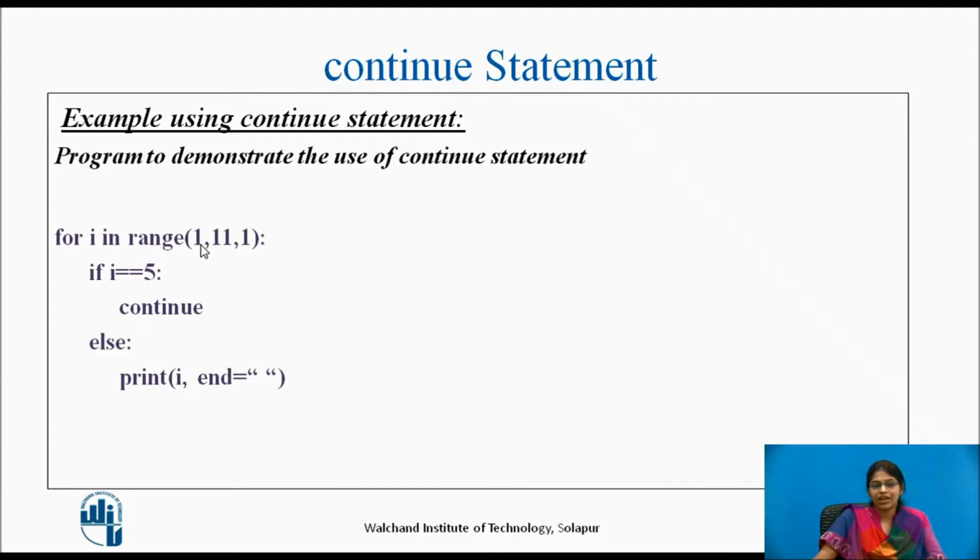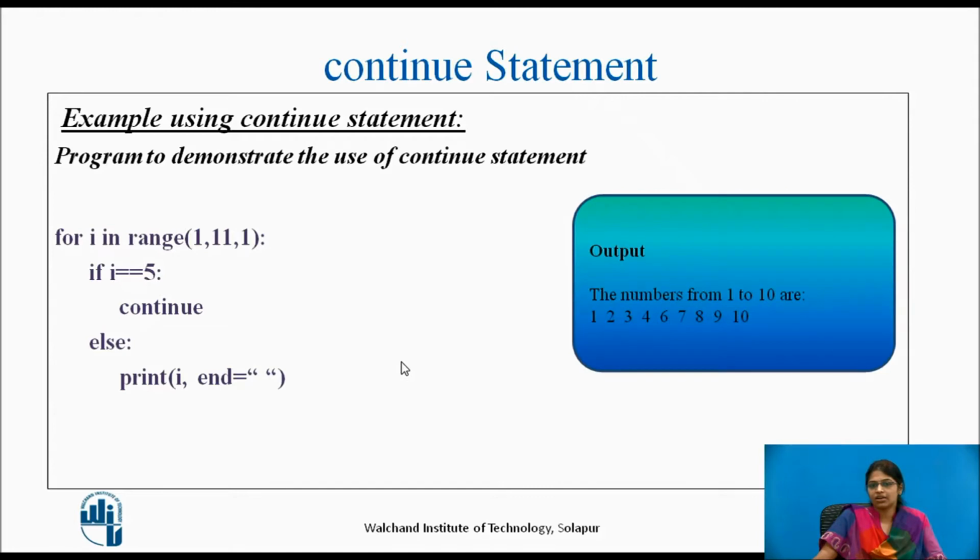But once the value of i reaches 5, then the continue statement is executed. It will go to the beginning of the loop, and here the value of i, which is equal to 5, is not printed. When it goes to the beginning of the loop, it will take the next value in the sequence, that is, it will take the value of i as 6. And in that case, it will now print the values of i from 6 to 10. So this is the output for this program. The numbers from 1 to 10 are printed, but you can see that when the value of i becomes equal to 5, that is not printed. So here the value of 5 is not printed.